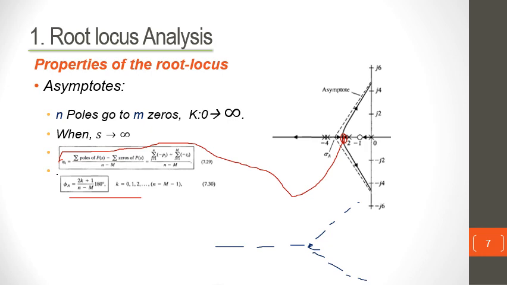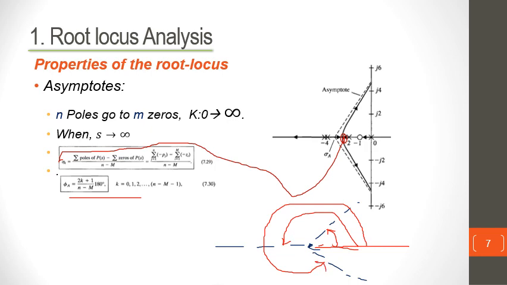Now, if you calculate the angles, this angle, that angle, as well as the second angle and the third angle, because you have 3 asymptotes, and then this other angle.